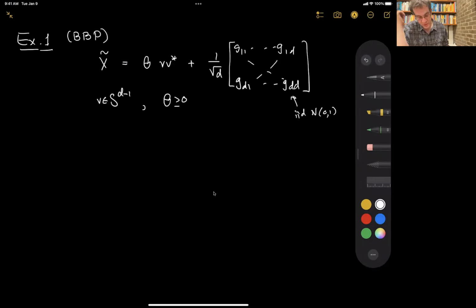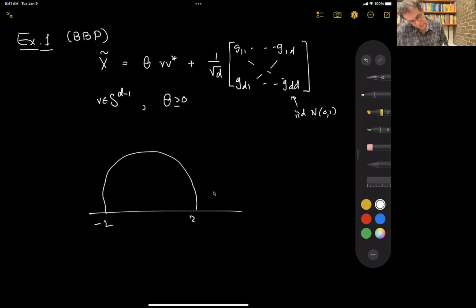What happens in this model is also called a spiked Wigner model. What happens in this model? Well, if theta was 0, if this was just a standard model, then the distribution of the eigenvalues would be just a semicircle distribution, right? So it goes between -2 and 2. That's the classical behavior of the distribution.